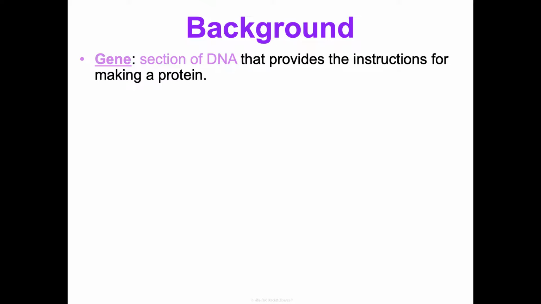So a couple other terms we need to review. When we're talking about chromosomes and DNA, we have to talk about genes. So remember, your DNA is organized into chromosomes, bundled up into chromosomes. And sections of those chromosomes or sections of your DNA are genes. A gene is a specific section of your DNA that is going to provide the instructions for making a polypeptide, which will fold into a protein.